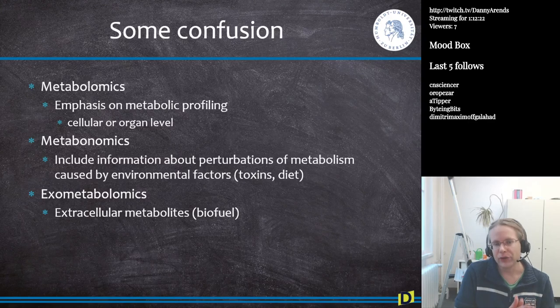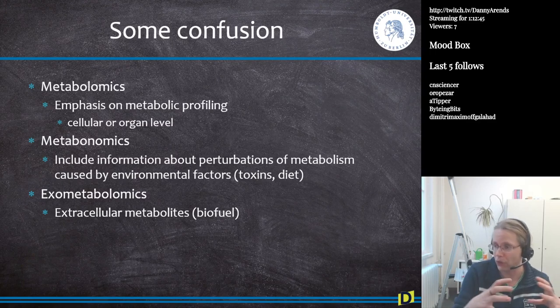Then there is a field which is called metabonomics. Metabonomics is metabolomics, but now we also look at perturbations of the metabolism caused by environmental factors. So for example, diet effects or effects of several toxins or drugs or chemicals, right? Metabolomics is part of metabonomics, but metabonomics is more the experimental field. Metabolomics is more of a descriptive field where you look at an animal and don't do any experiments. You just take an animal from its natural environment and see which metabolites are there.